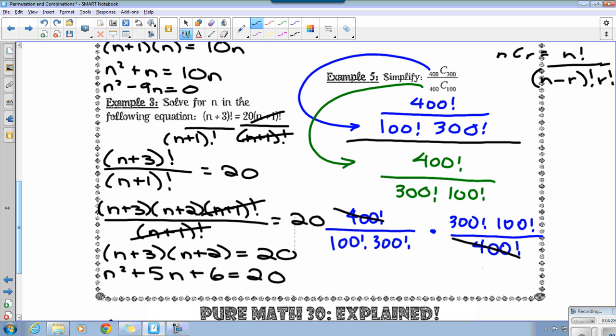400 and 400 divide out to 1. 100 and 100 divide out to 1. 300 and 300 divide out to 1. So this whole thing equals 1. So big numbers, yes, but once we put it in there, you see things actually simplify.